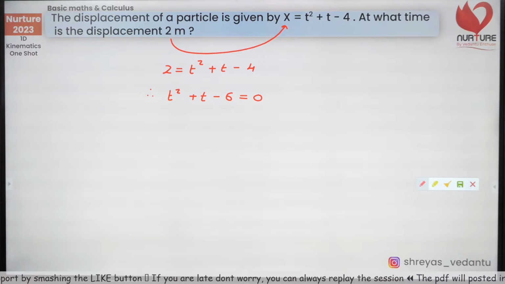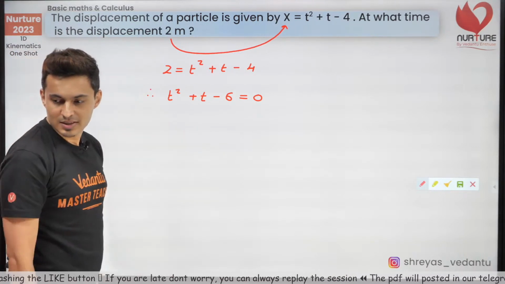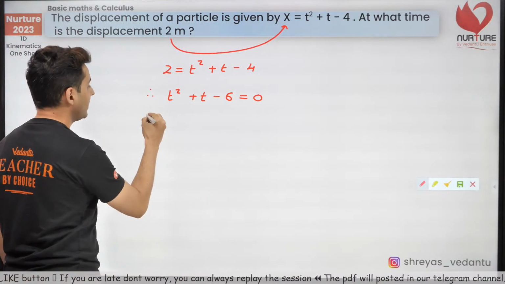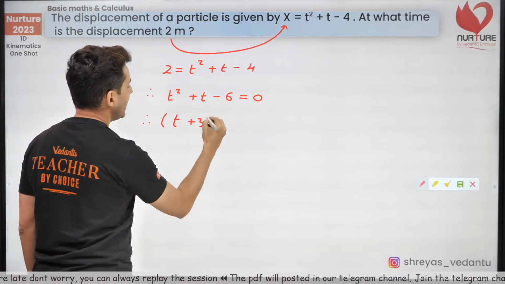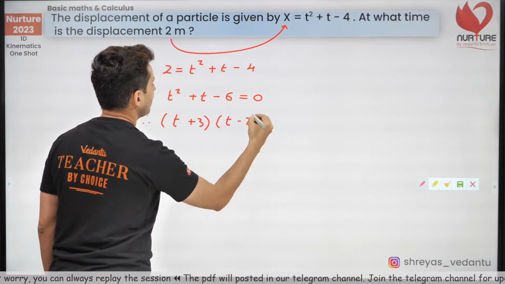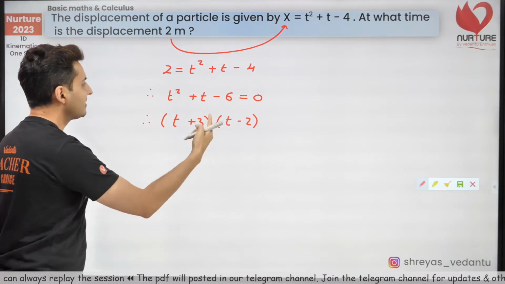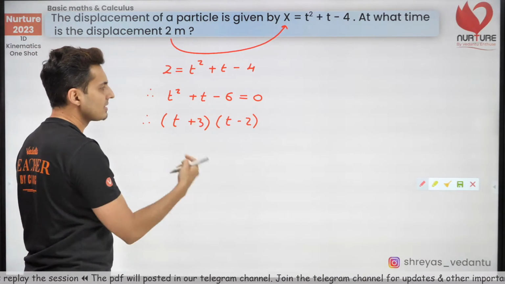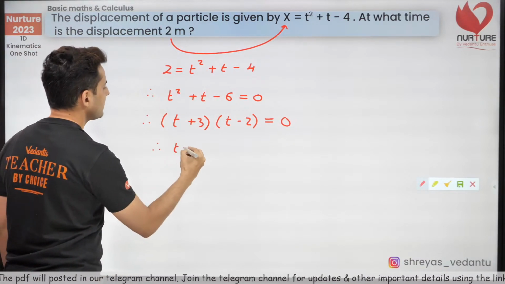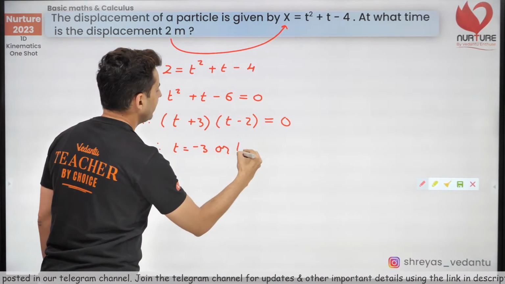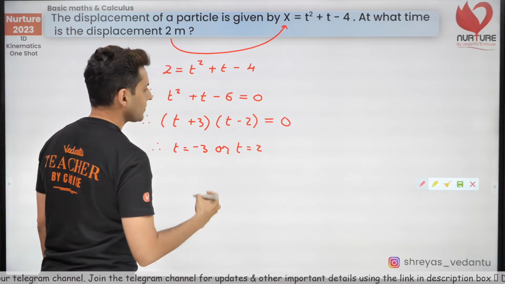Now how do you solve this equation? You will get two values, correct? So one is t plus 3 and another is t minus 2, because plus 3t minus 2t, that's how you will split it, factorize it. Everybody knows this. So therefore, t is equal to minus 3 or t is equal to 2 seconds.